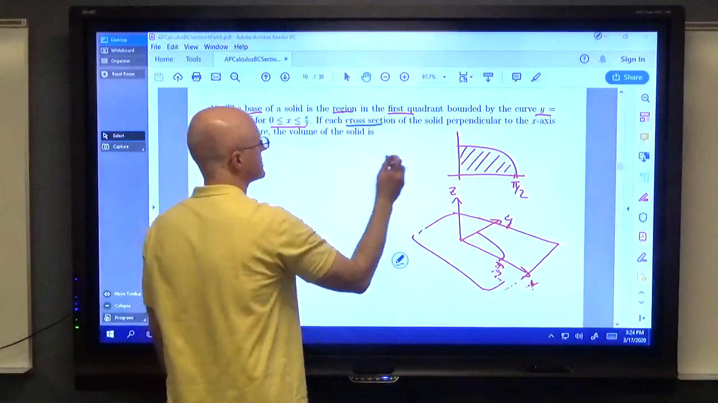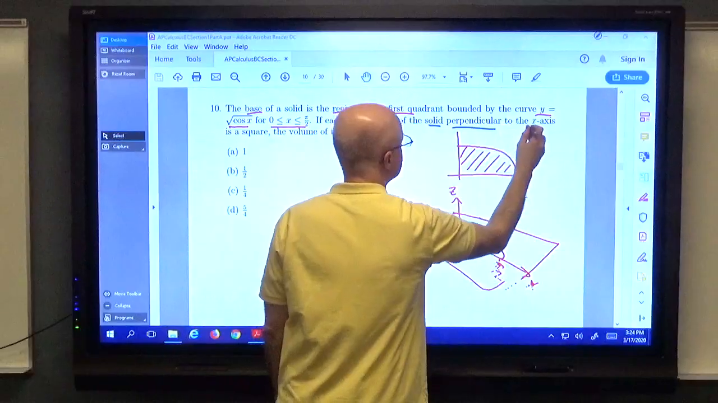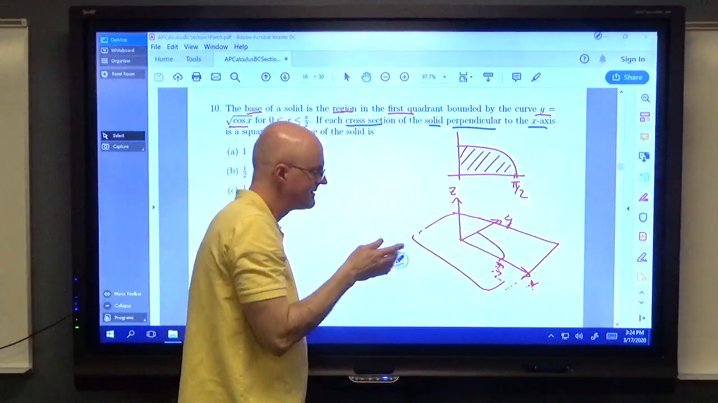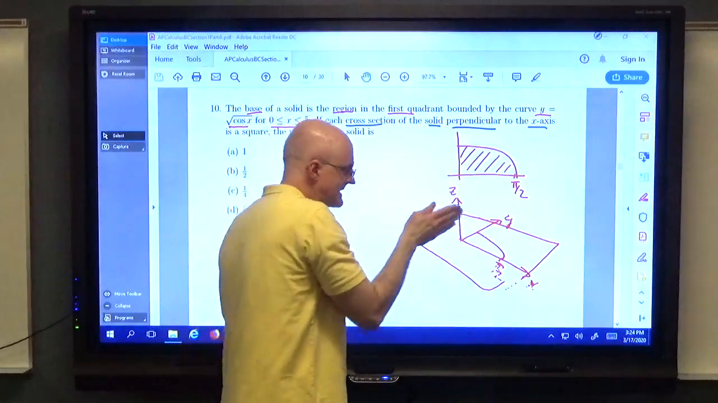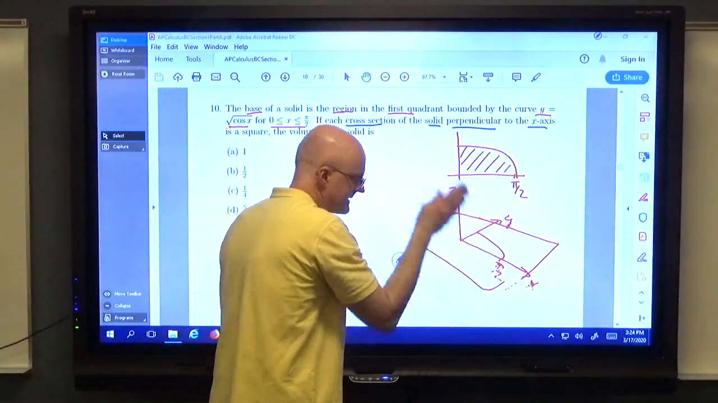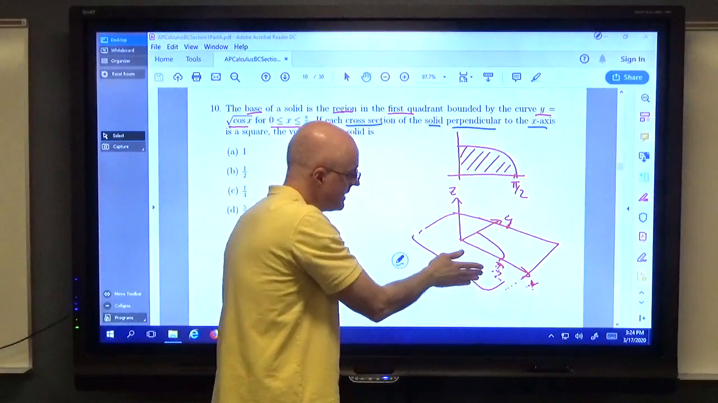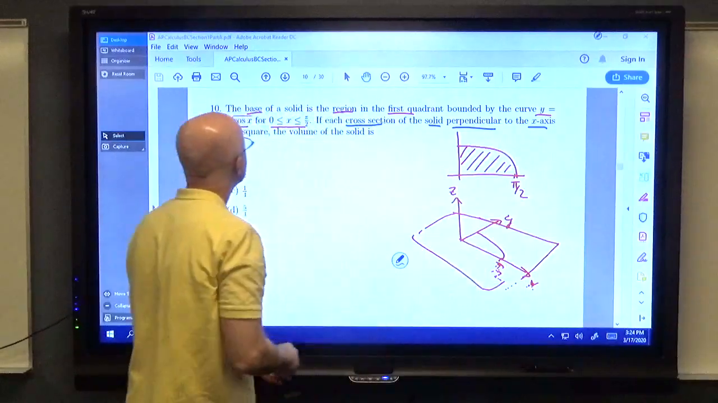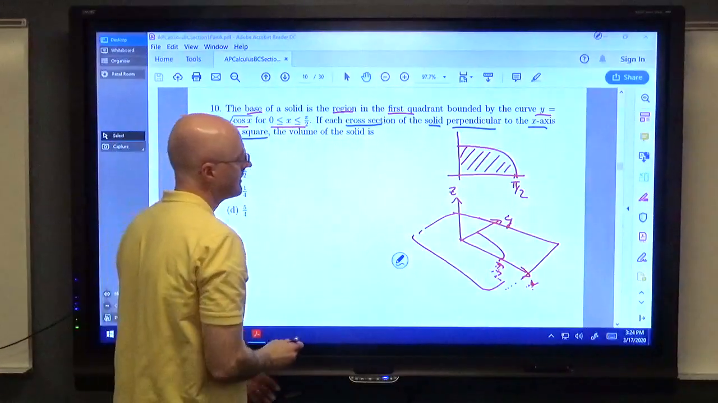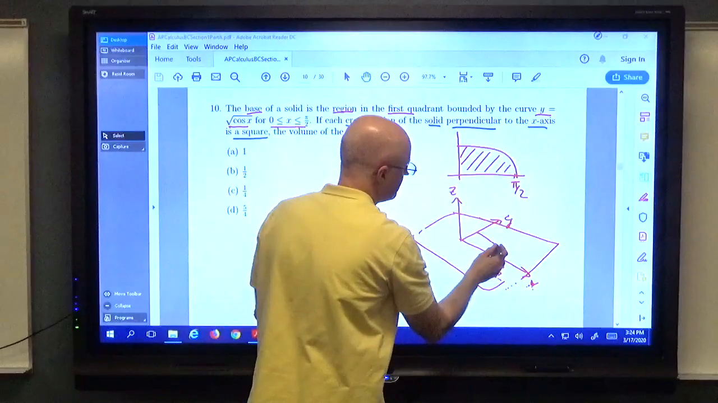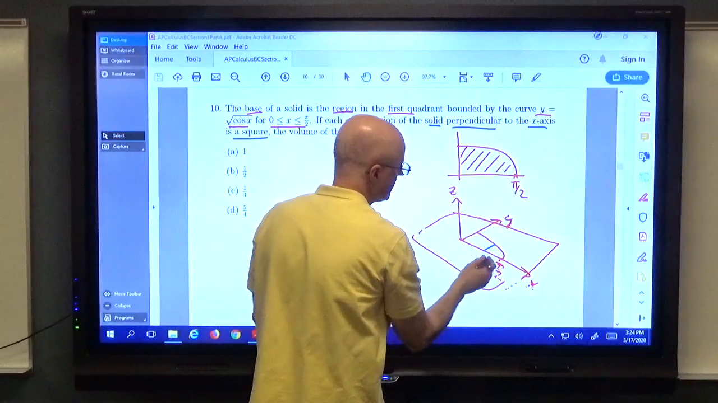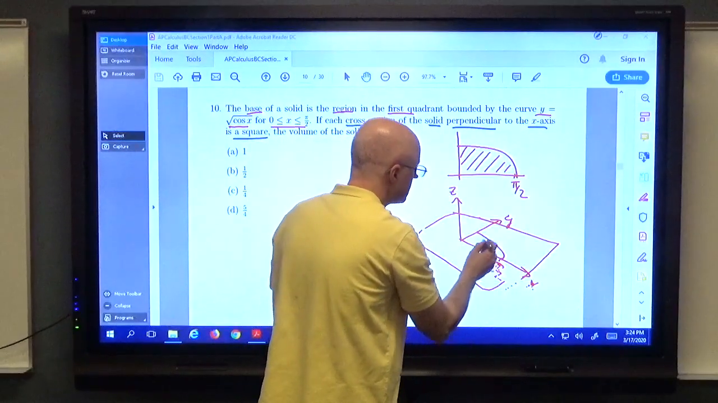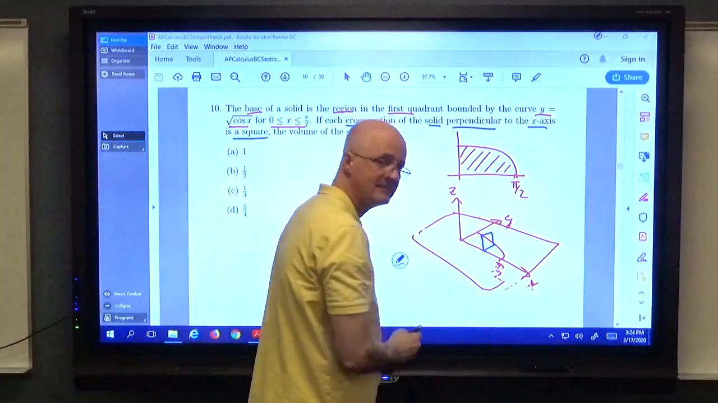Each cross-section of the solid perpendicular to the x-axis. Cross-section means a cut. Take a knife, take your hand, pretend it's a knife, and cut it perpendicular to the x-axis. So my hand here is perpendicular to the x-axis. Is a square. The base of each square for any given value of x would be a line like this. The square itself then would look about like that.